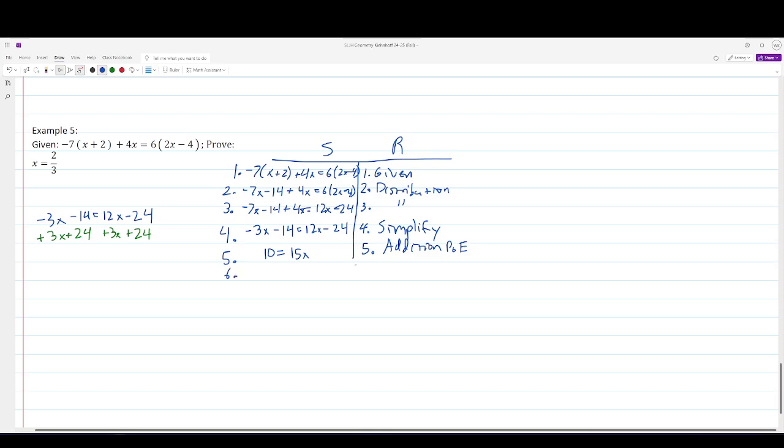And then I need to divide. So I have division POE. That gives me 10 over 15 equals x, but I'm going to simplify that to 2/3 equals x. So in the process of dividing it, I'm also going to simplify that fraction. And then since that's not my proof statement, I need one more, which is to flip it. And remember that in order to reverse that, we use the symmetric POE. And that lets us flip the left and right side.